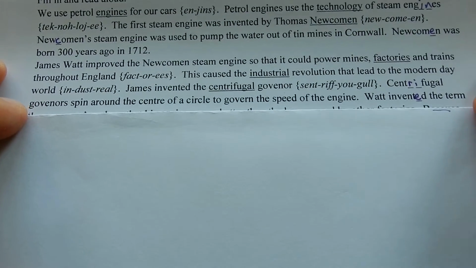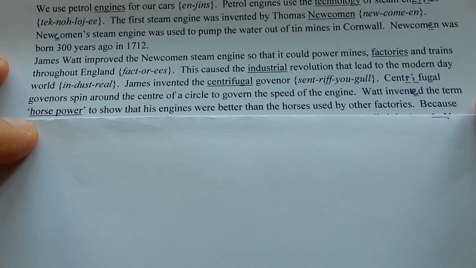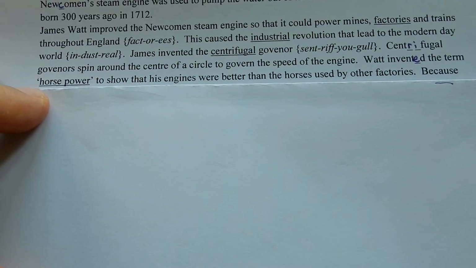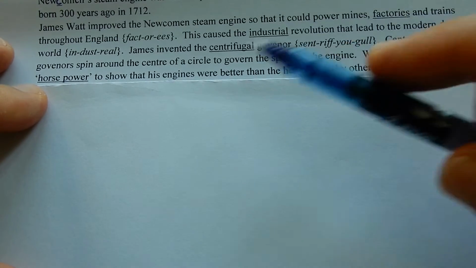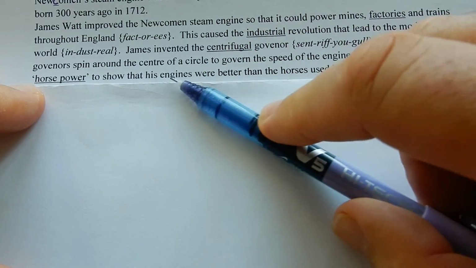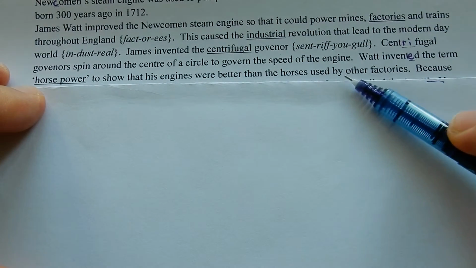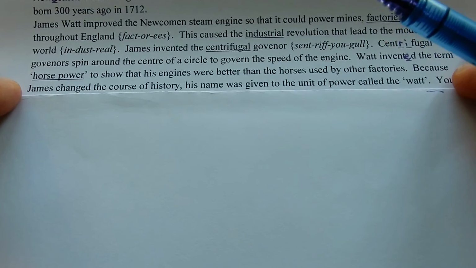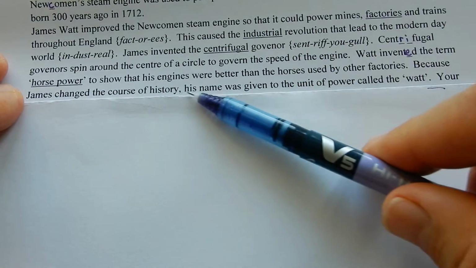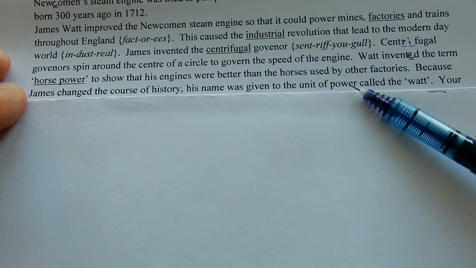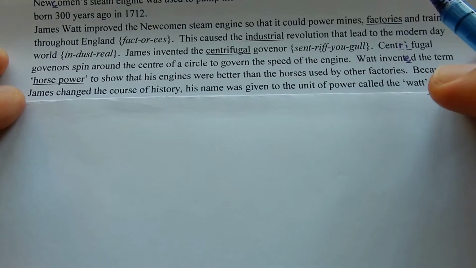James Watt invented the term horsepower, because he wanted to compare his steam engine with horses, because most people used horses, to show that his engines were better than the horses used by other factories. And because James changed the course of history, his name was given to the unit of power called the watt.